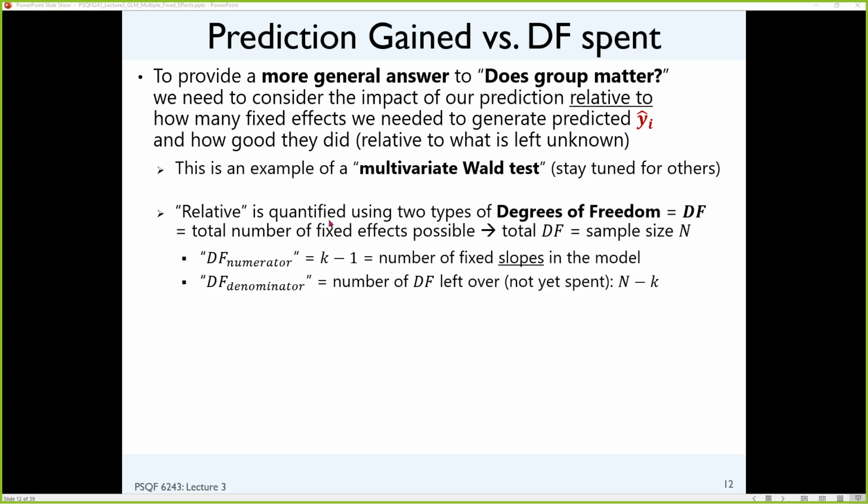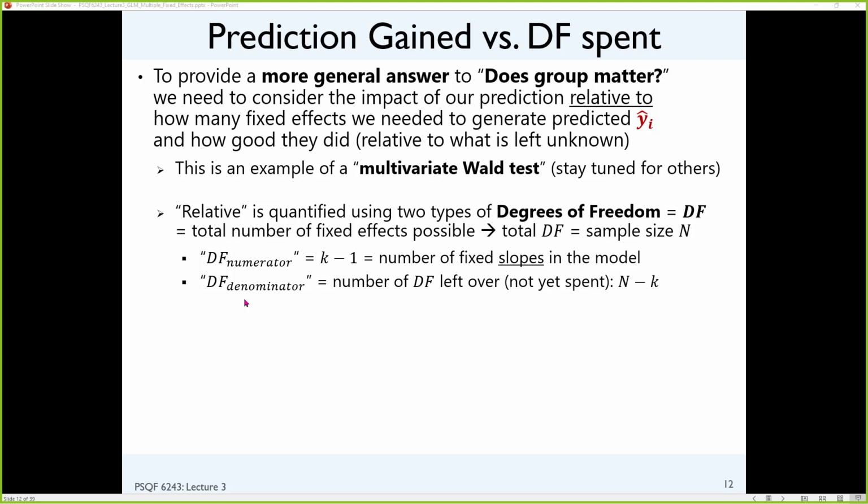So relative with respect to how many slopes did we have to add to get to this level of prediction is what's going to be known as numerator degrees of freedom. So in this case, it's k minus 1 because we don't count the intercept. The intercept is even in the empty model. It doesn't help us predict anything. It just lets the mean of y be different than 0. So numerator degrees of freedom, new vocabulary word, number of slopes in your model. So beta 1 and beta 2 together give me numerator degrees of freedom of 2.